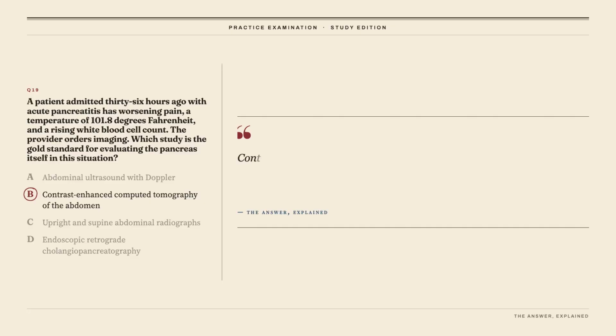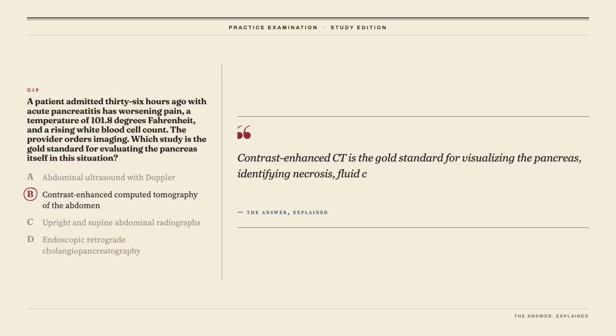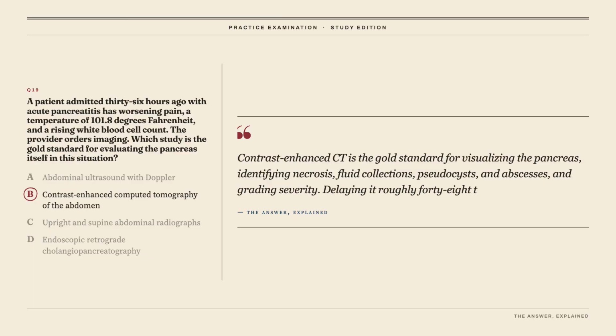B is correct because contrast-enhanced CT is the gold standard for visualizing the pancreas, identifying necrosis, fluid collections, pseudocysts and abscesses, and grading severity. Delaying it roughly 48 to 72 hours after onset improves its ability to demonstrate necrosis, which takes time to become visible. This patient's fever, rising white count, and worsening pain make necrosis the key question.